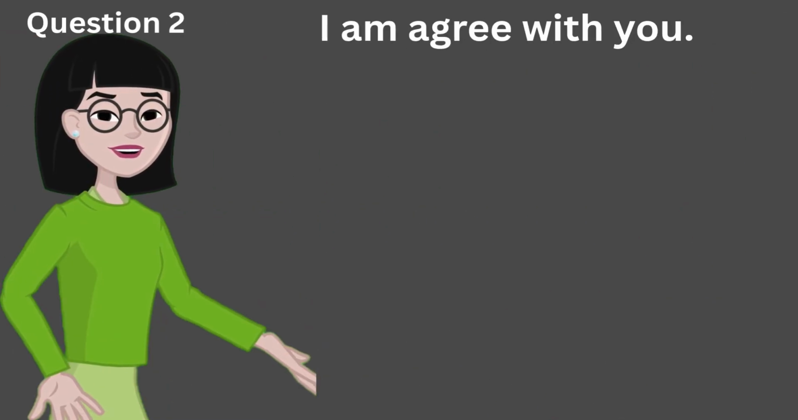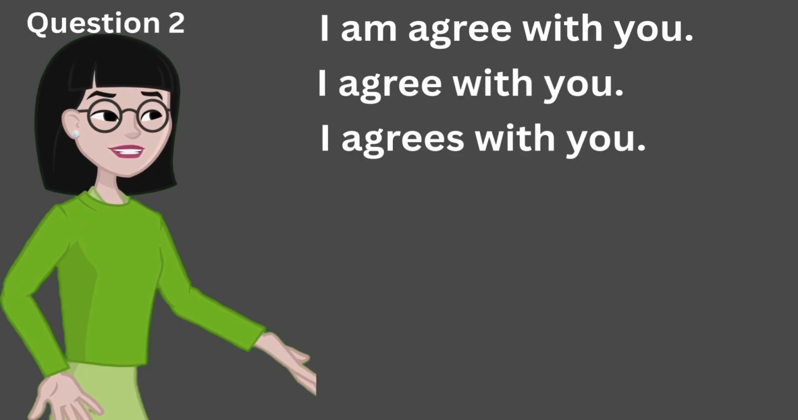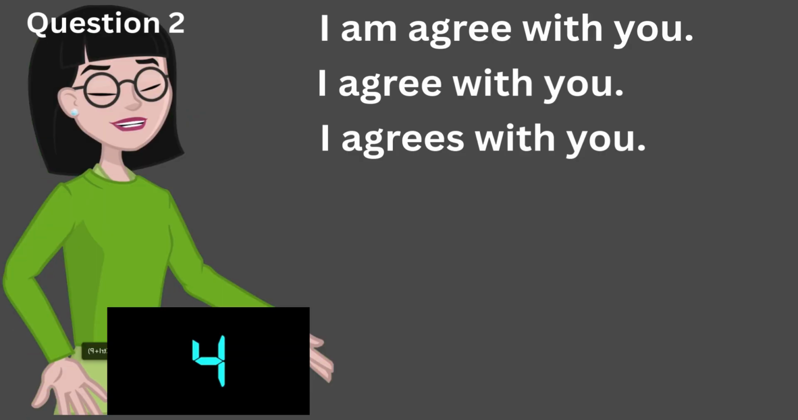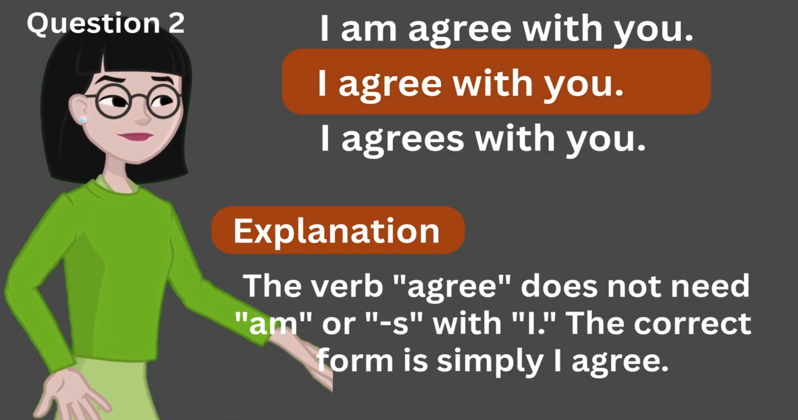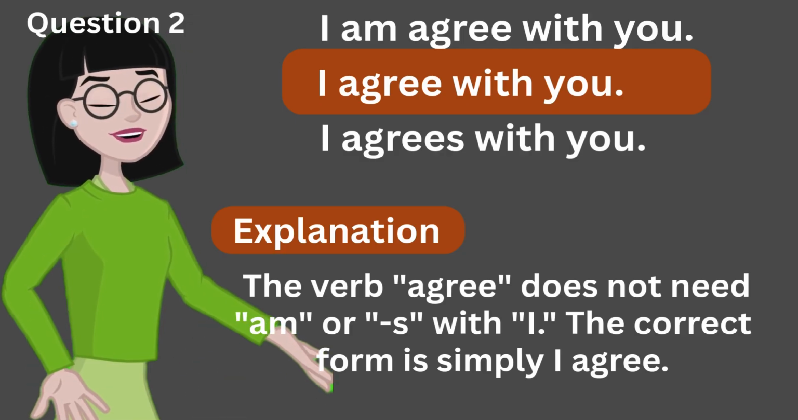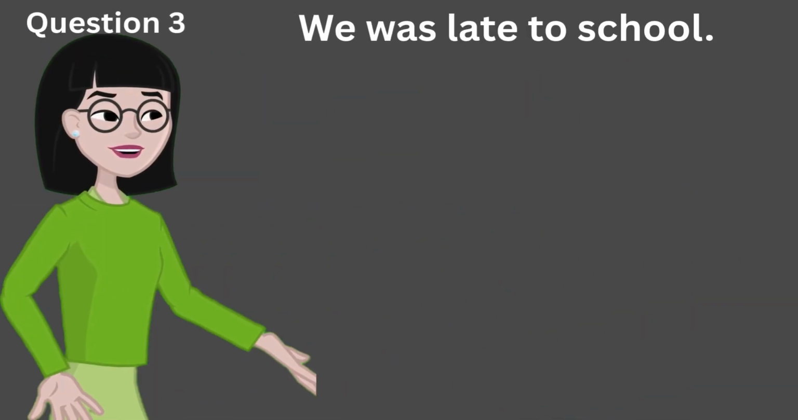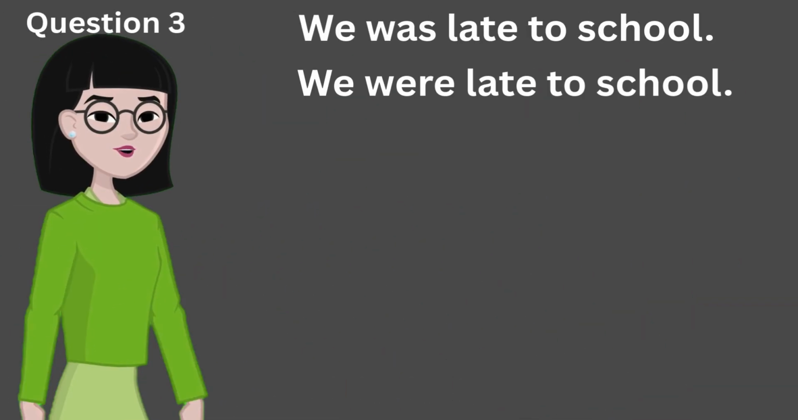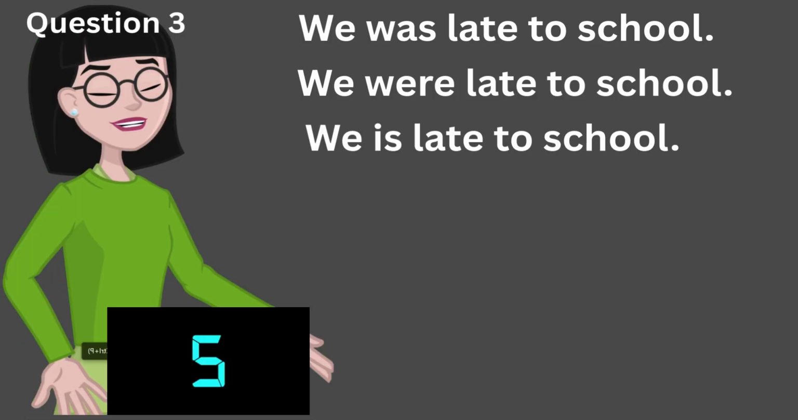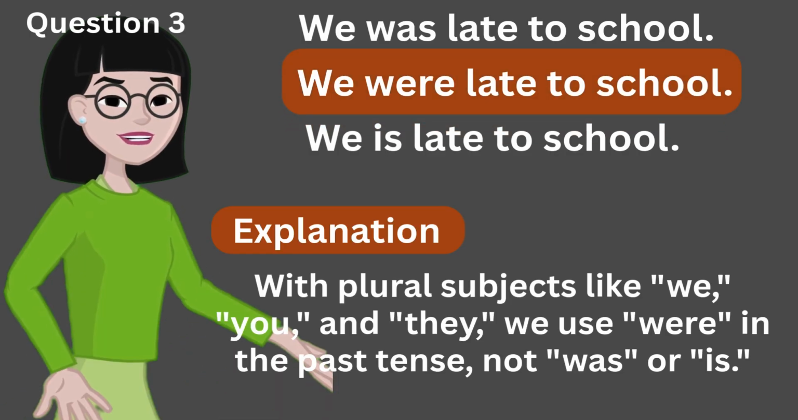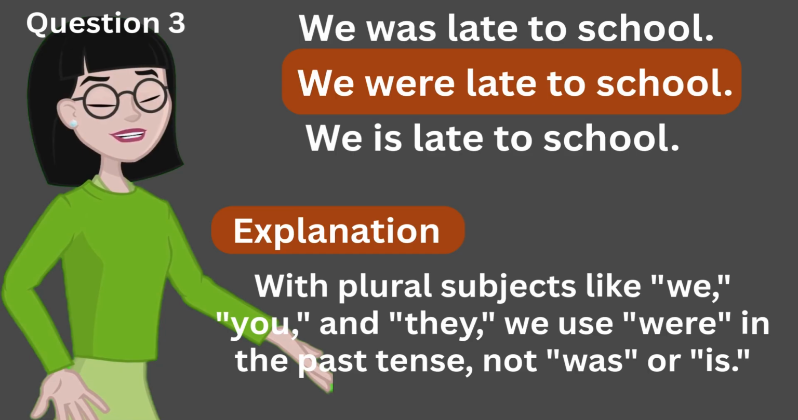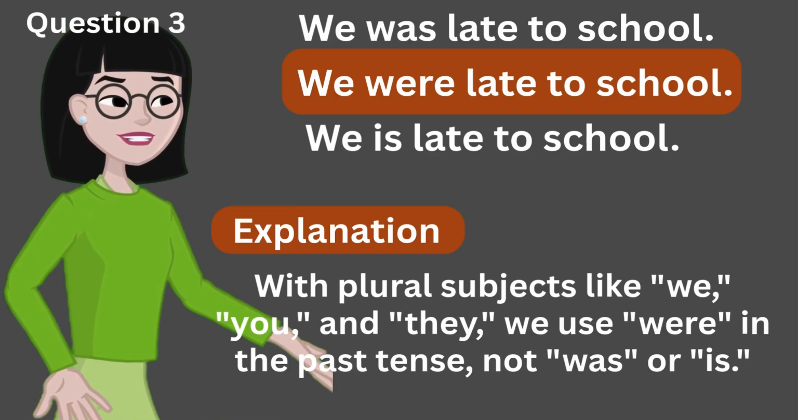Question 2. I am agree with you, I agree with you, I agrees with you. The verb agree does not need am or s with I. The correct form is simply I agree, so the correct answer is I agree with you. Question 3. We was late to school, we were late to school, we is late to school. With plural subjects like we, you, they, we use were in the past tense, not was or is. The answer is we were late to school.